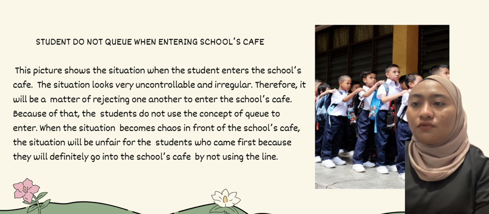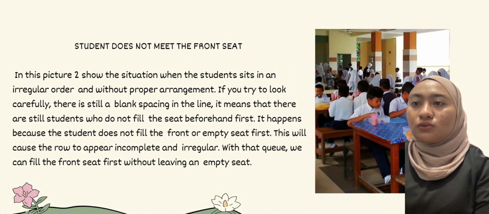They will definitely go into the school cafe by not using the line. Students do not fill the front seat. This picture shows the situation when the students sit in irregular order and without proper arrangement. If you try to look carefully, there is still a blank spacing in the line. It means that there are still students who do not fill the seat beforehand.